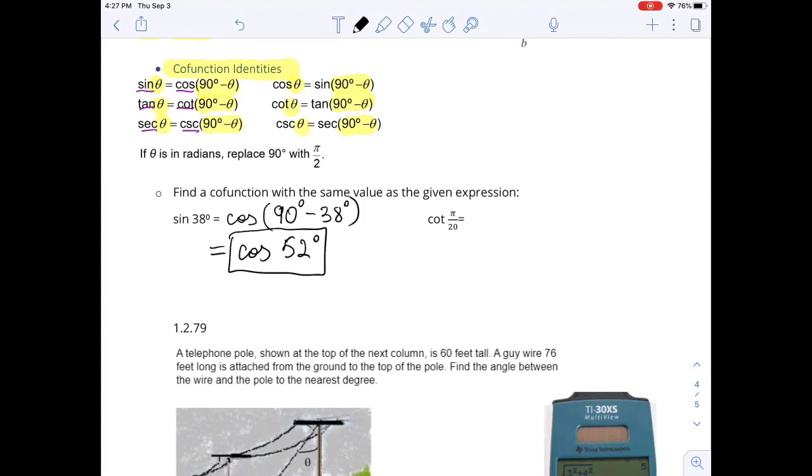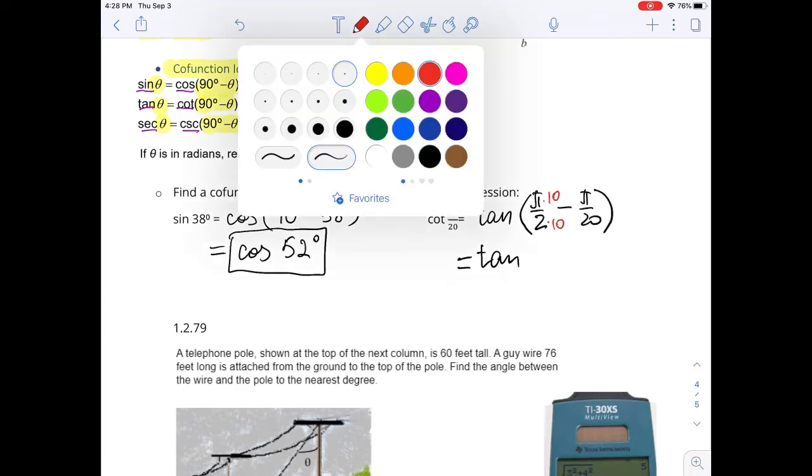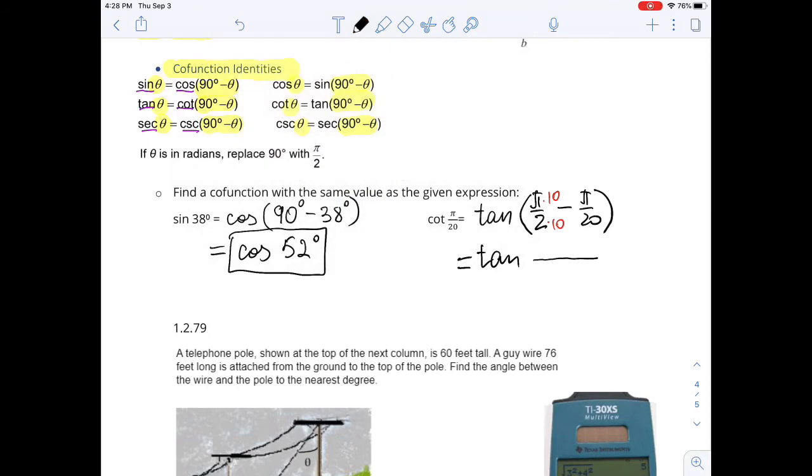Find cofunction for cotangent pi over 20. The cofunction for cotangent is tangent. And to find the value of the angle, we need to subtract pi over 20 from pi over 2, from 90 degrees. But we have radians, so we use pi over 2. We need a common denominator, which is 20. So multiplying 2 times 10 and pi times 10. Now we have a fraction with a denominator 20 and the numerator 10 pi minus pi. So it's tangent 9 pi over 20.